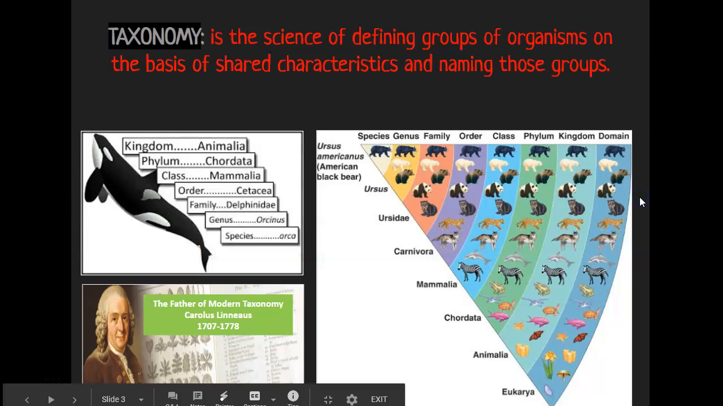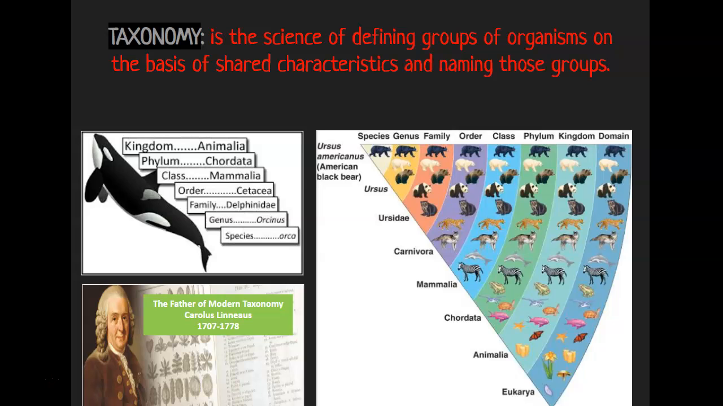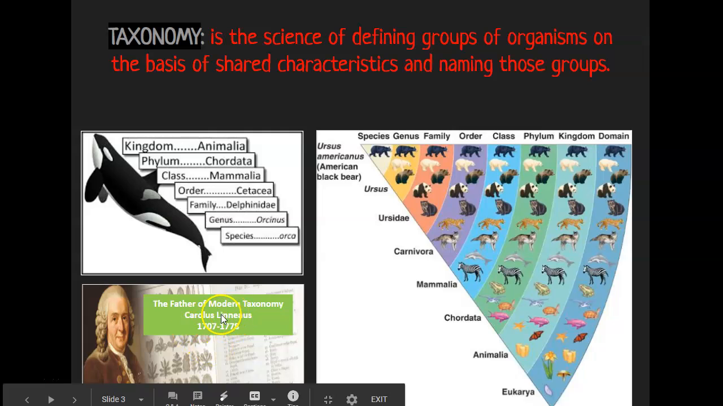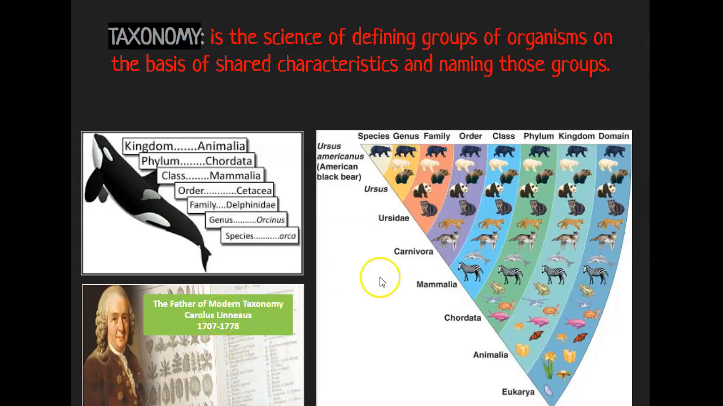So let's start. The first vocab word is taxonomy. Taxonomy is the science of defining groups of organisms on the basis of shared characteristics and naming those groups. So in your notes, make sure you get the vocab word and the definition, and I also want you to put in your notes that this taxonomic classification was created by Carolus Linnaeus. It's in the bottom left-hand corner. You can pause at any time to take these notes.